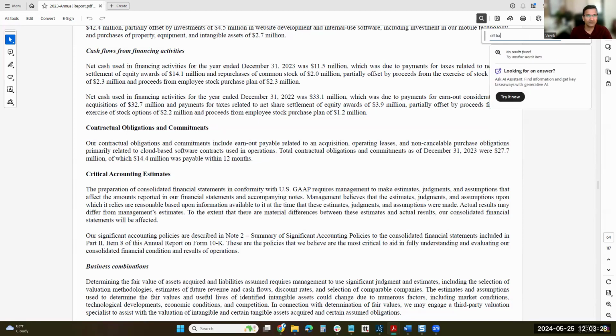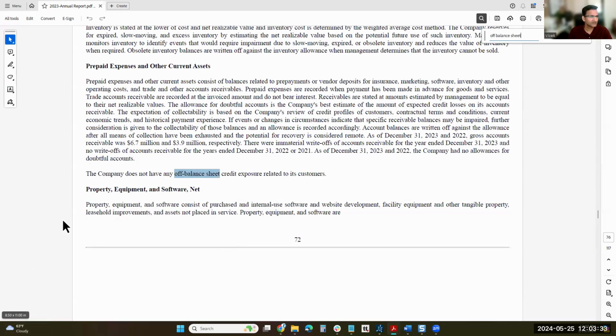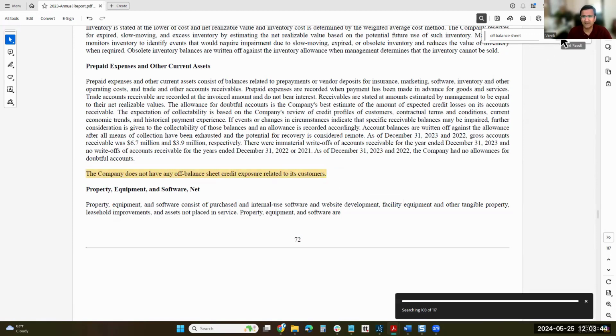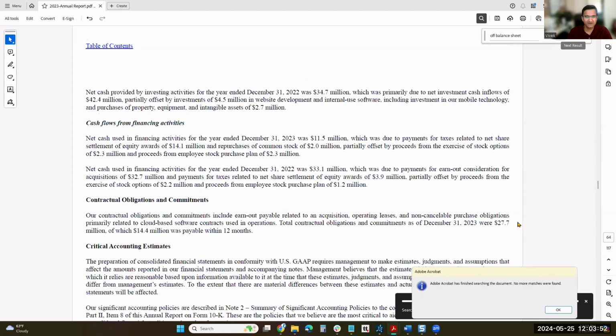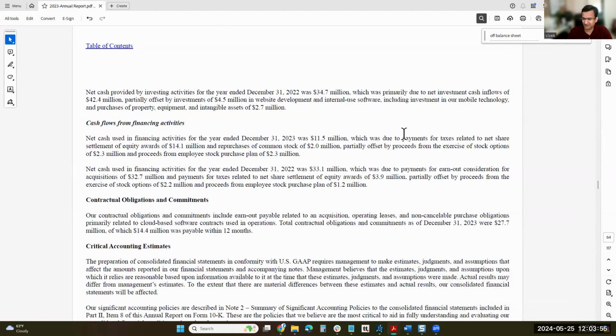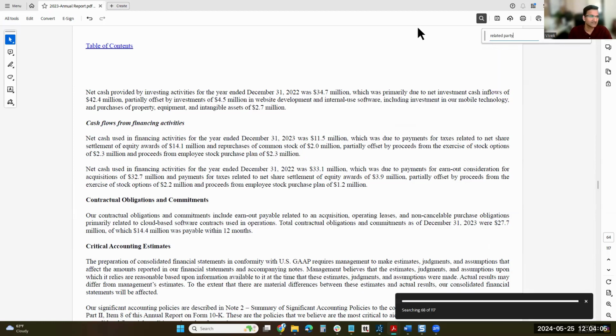What I want to look at next is off balance sheet arrangements. They do not have any off balance sheet credit exposure to their customers, which is good, because sometimes companies may have things that are not reflected in the balance sheet, and that should really raise your alarm about why they are doing things that are not recorded in the financial statements. Another thing, which came in very handy in the case of WeWork, is related party transactions.